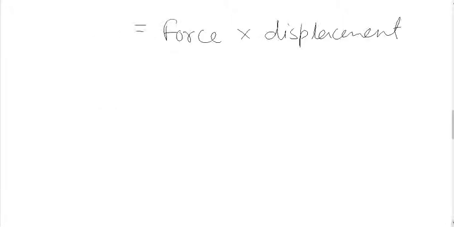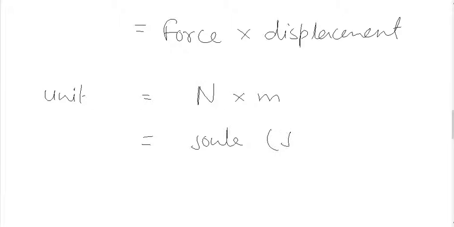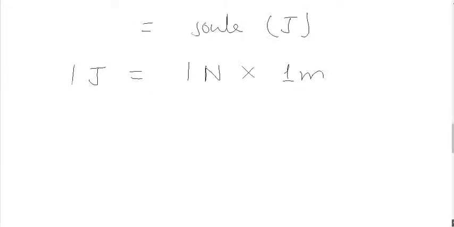By this formula, we can get the unit of work as Newton meter. It also has a unit called joule, or say capital J. So by definition, 1 joule of work is done when a constant force of 1 Newton produces a displacement of 1 meter. Now look at some questions based on this concept.